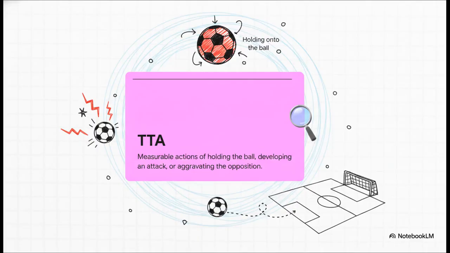If you were to walk into a top-tier professional team's film room today, you wouldn't just hear coaches talking about good passes. No way. You'd hear them talking about TTA, or technical and tactical actions. TTA represents the fundamental, measurable building blocks of a player's impact on the game. Analysts are literally categorizing every single action by its intent. They're asking, is this action meant to stabilize and hold onto the ball? Is it meant to develop an attack through the midfield? Or is it an aggressive move meant to aggravate the opposition and create a scoring chance?